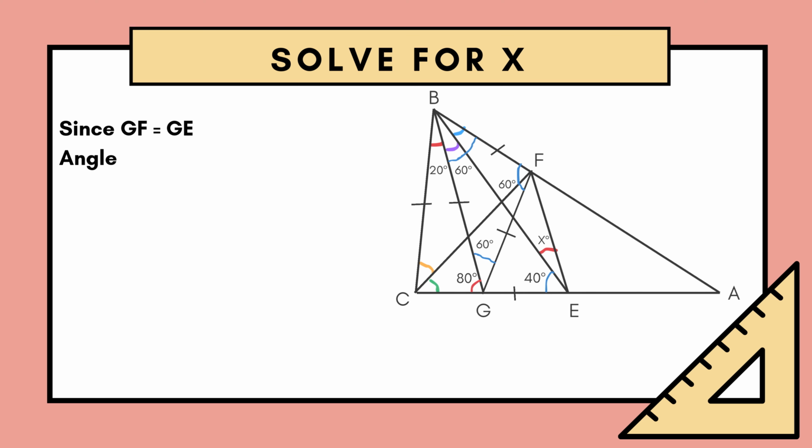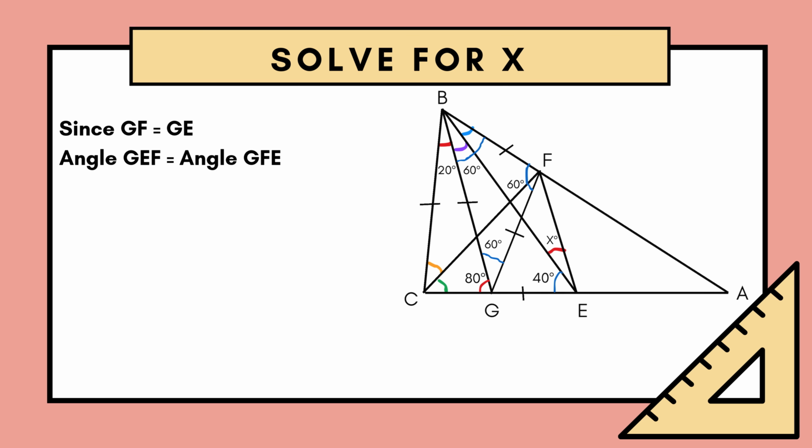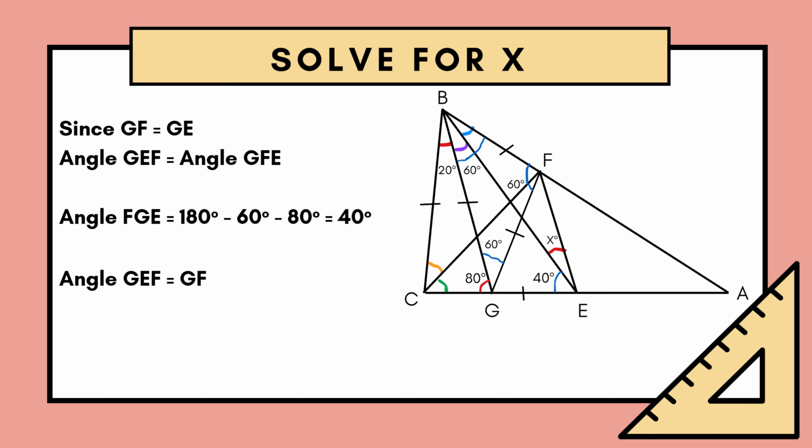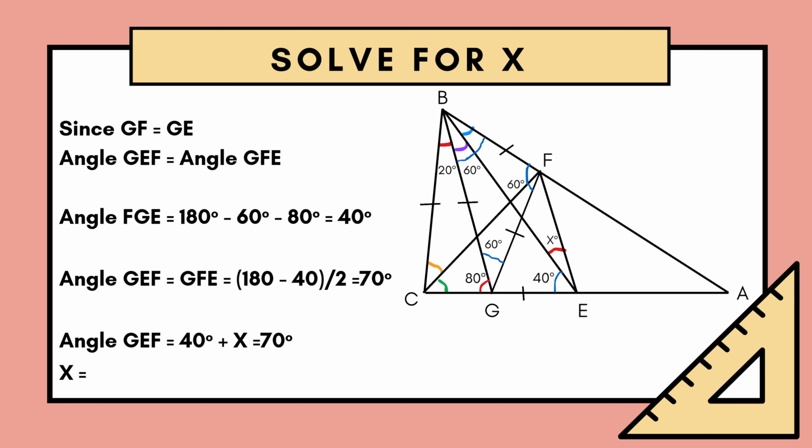Now, since GF equals GE, angle GEF equals angle GFE. Angle FGE is equal to 40 degrees, and hence angles GEF and GFE will both be equal to 70 degrees, which gives us the value of X equal to 30 degrees. Did you get it right?